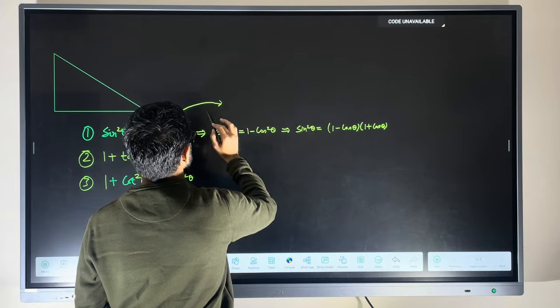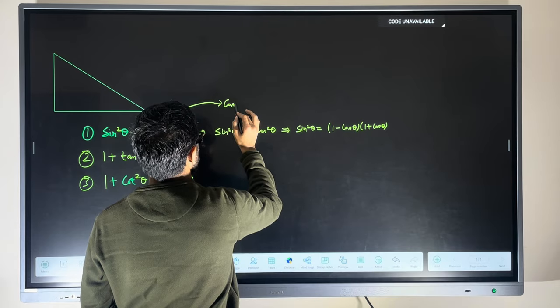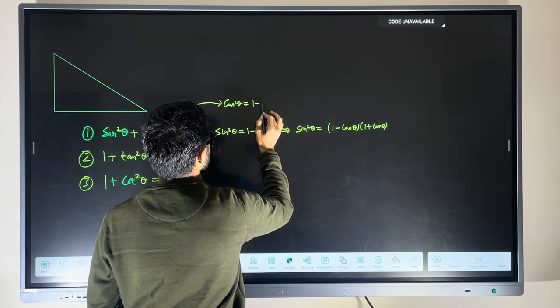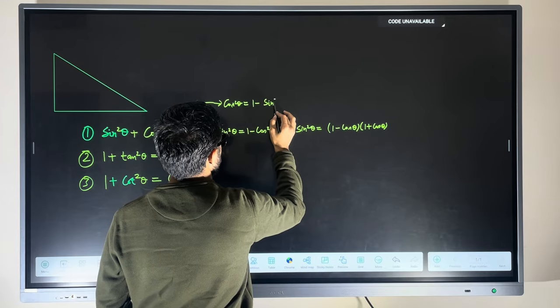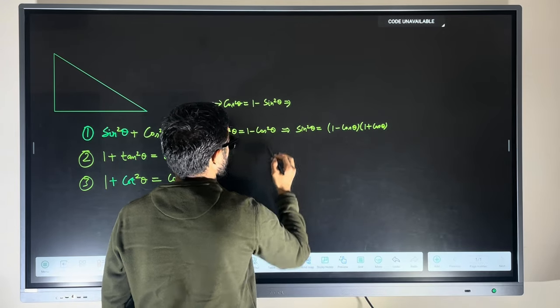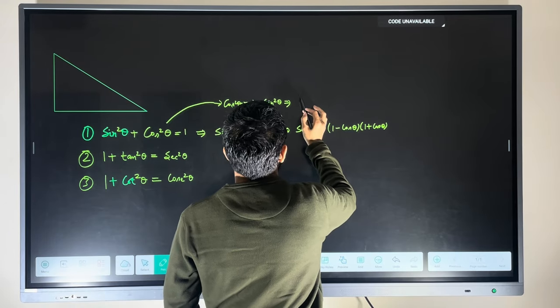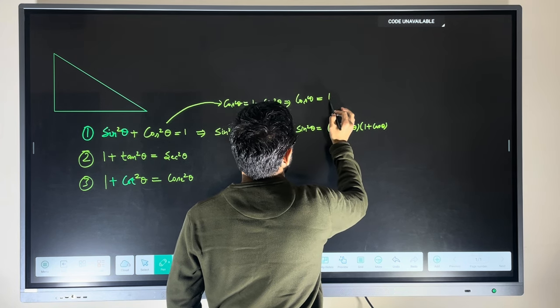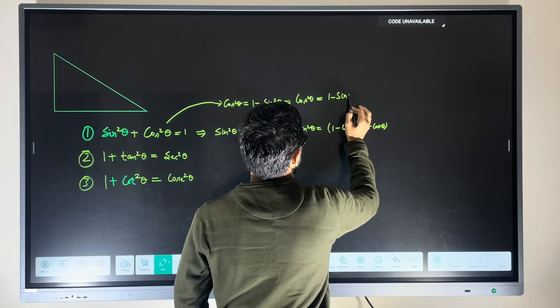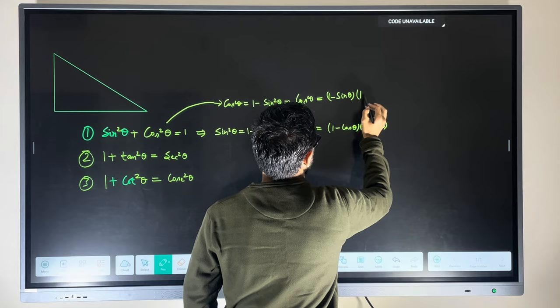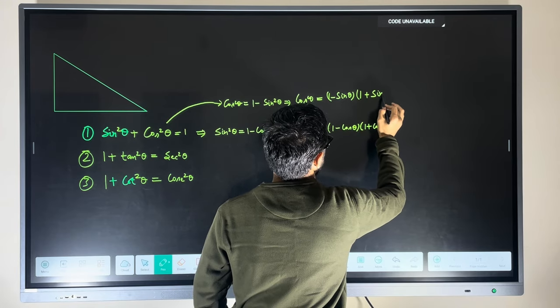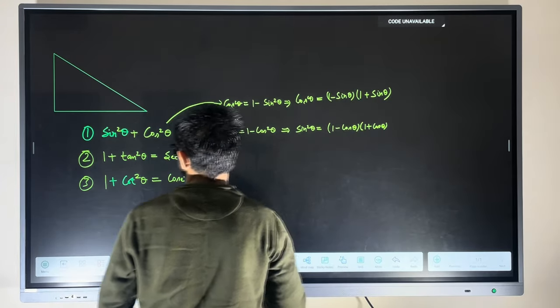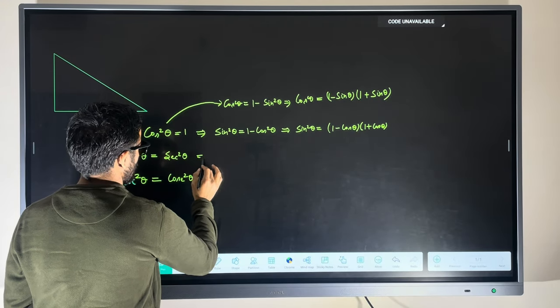Okay, we can also change this formula in terms of cos. Cos square theta is equal to 1 minus sine square theta. And we can simply write it cos square theta is equal to a minus b into a plus b, that is (1 minus sine theta) into (1 plus sine theta).